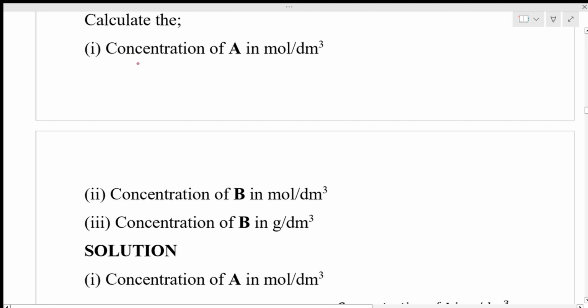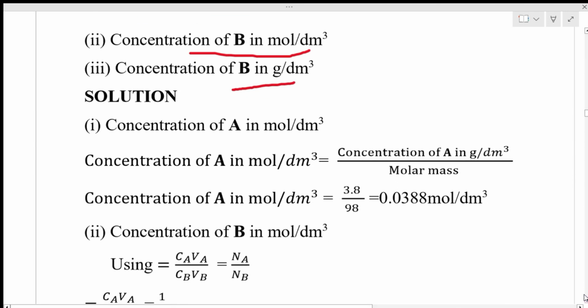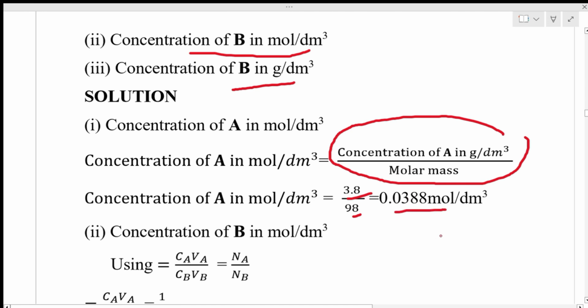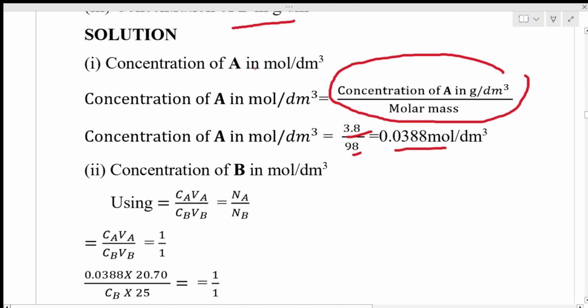So we are calculating the concentration of A in mole per dm³, of B in mole per dm³, and of B in gram per dm³. It's a straightforward question that any student going for the exam should know. So let's use this formula. We are given 3.8 divided by 98 gram per mole of H2SO4, which will give us 0.0388 mole per dm³.